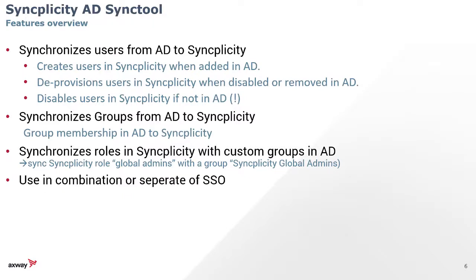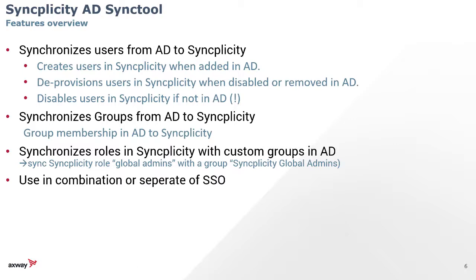What are the advantages? We have mentioned earlier, we synchronize users, we create users in Syncplicity when they're added in Active Directory, we deprovision users in Syncplicity when they are disabled or removed in the Active Directory. And again, this is the major reason why our customers use the ADSync tool, to do that automatic deprovisioning. One side note with that is when users are already in Syncplicity but they are not known in Active Directory, then these users will be disabled, which can sometimes be an issue in a POC or in a demo where you added users in Syncplicity that are not part of Active Directory.